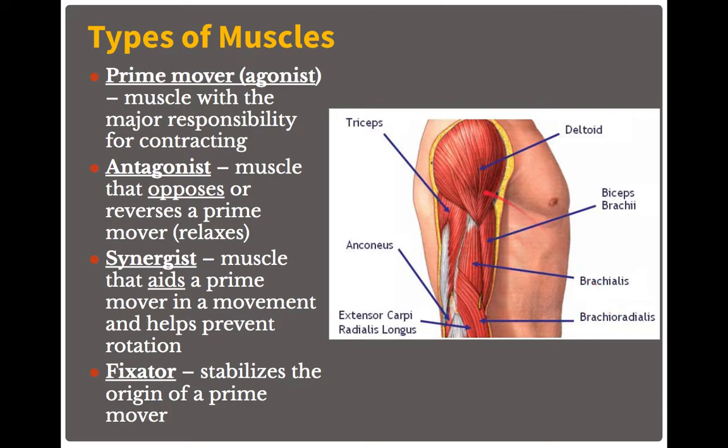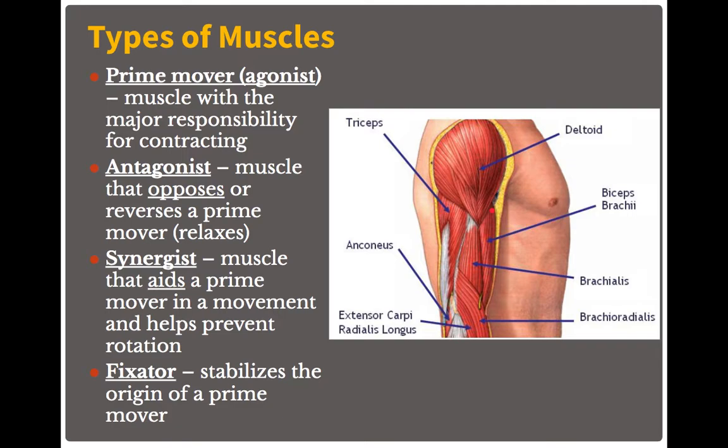So the answer is the triceps brachii. That's the antagonist. If we changed the motion, if your arm was flexed and you had to extend the arm, then it would be the opposite. In that case, during arm extension, the triceps would be the agonist and the biceps brachii would be the antagonist. So as one shortens, the other one must relax in order to allow the agonist to do its job.